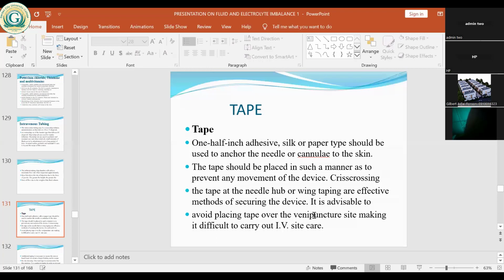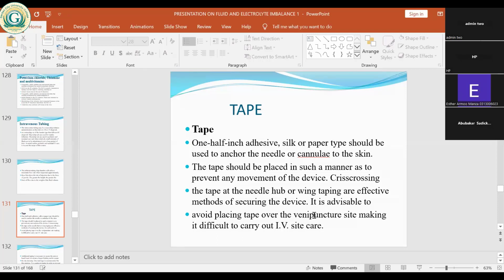For those on the ward, how many plasters do you need to secure a cannula? Yes, how many pieces do you need? We always use two. Two, fantastic. Sometimes one.